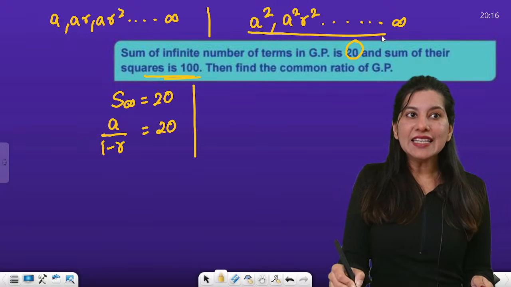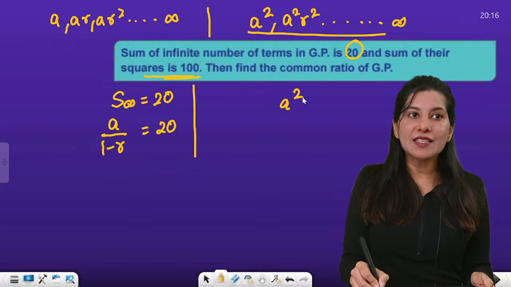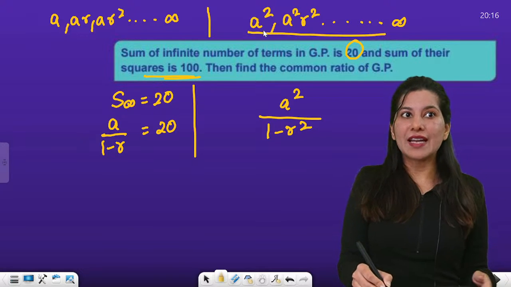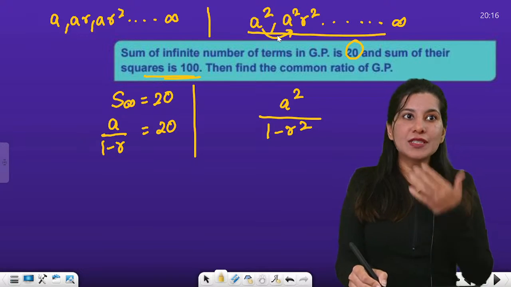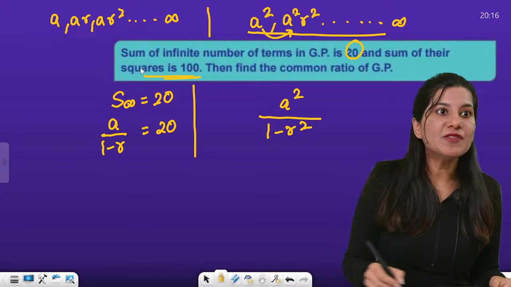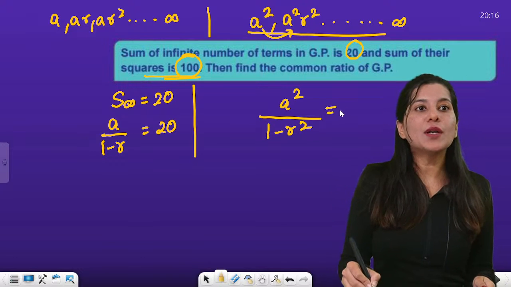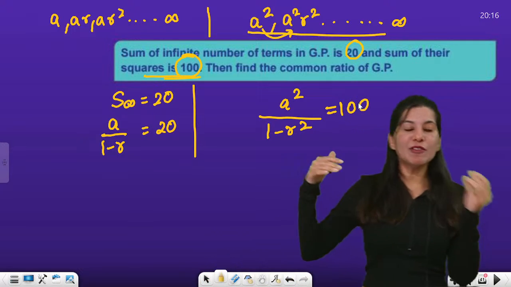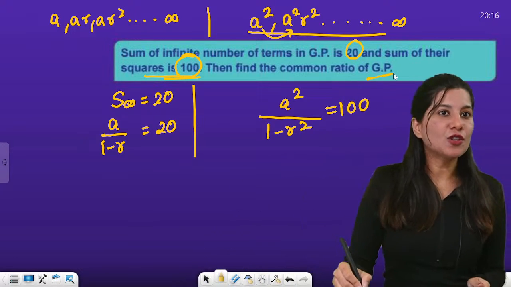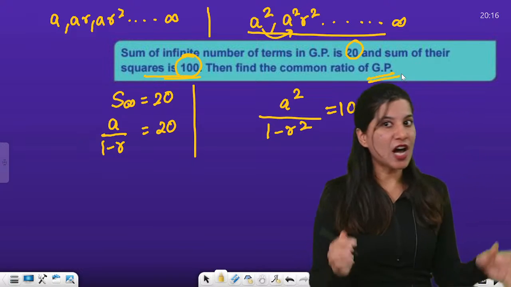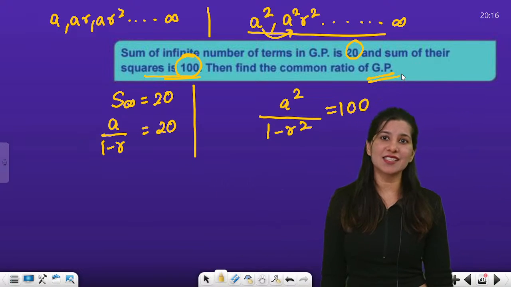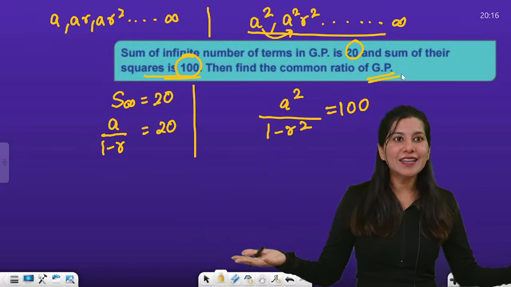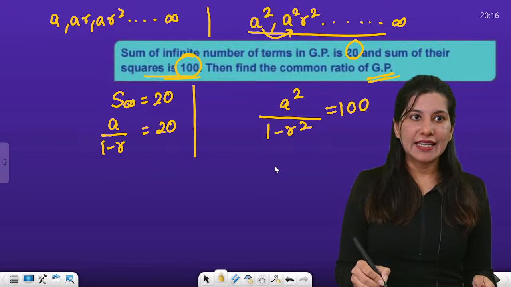So in the second series, your first term will be a square and your common ratio will be r square. Can you see the common ratio is definitely r square? And the sum of their squares is given as 100. This is also forming an infinite geometric progression, and the sum of this series is 100. We need to figure out the common ratio of the geometric progression. Now the geometric progression concept is done, guys. Now it's purely equation solving, right?